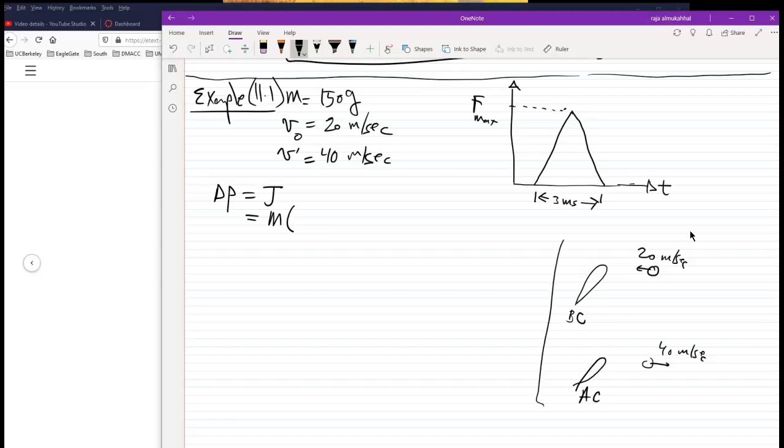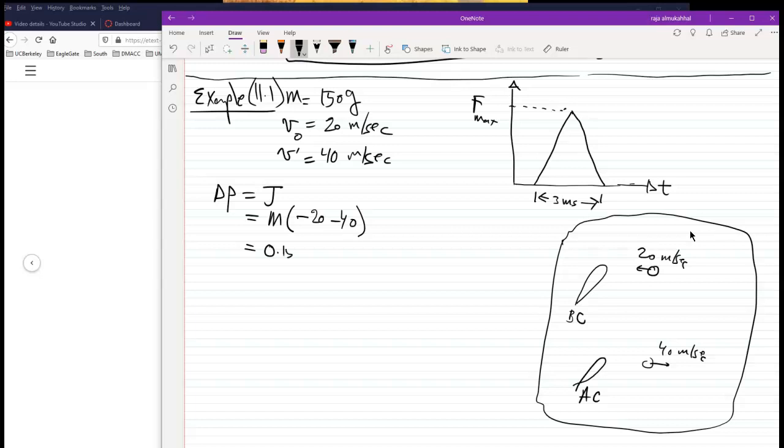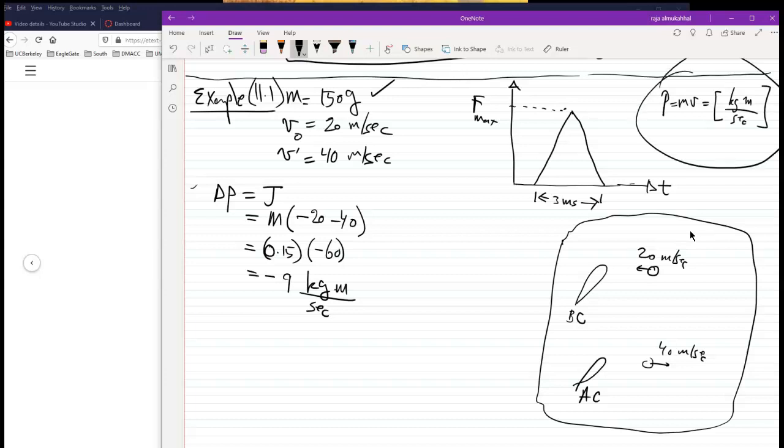So if I apply this picture to what we are doing, it's going to be minus 20, minus 40, correct? And the mass, of course, is 0.15 kilogram, right there, times minus 60. Remember, the minus here is just a direction. Momentum is a vector quantity. So that will give me minus 9 kilogram meter per second. This is the unit of the momentum here. Momentum is mv, right? So in terms of unit, that's kilogram meter per second. Keep that in mind, okay? That's the unit of it.